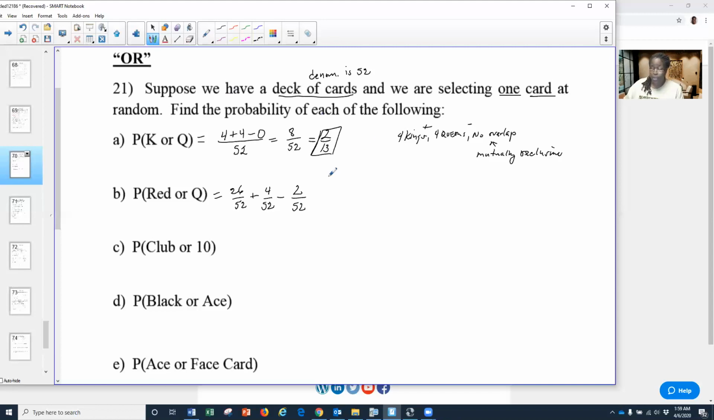Now here's our list. So again, listing it out so we can see. So we have 26 red cards, 4 queens, and we have 2 as both. All right. So we have the overlap. That means we got to subtract.